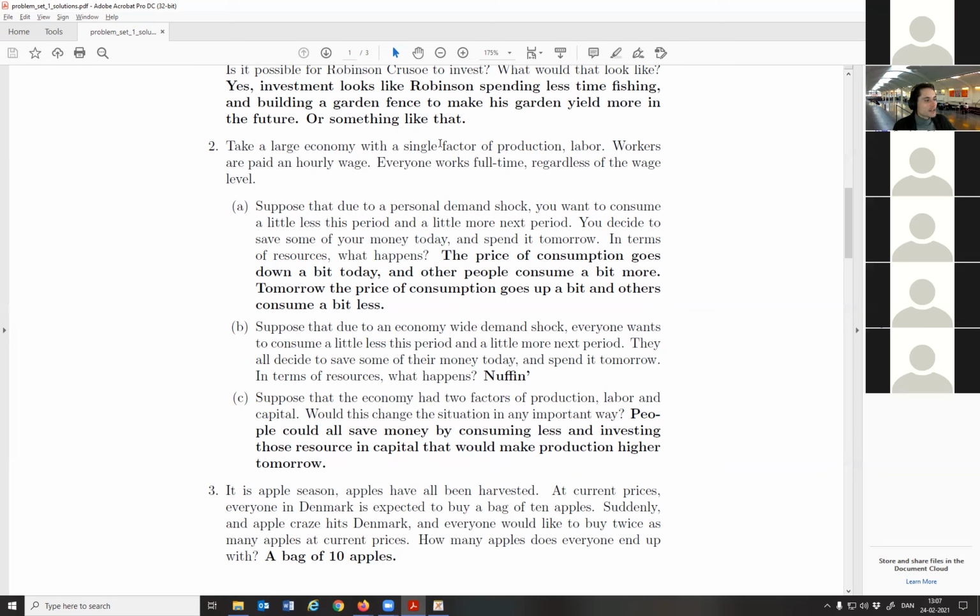Yeah, sorry. I don't know if I asked it in this set of questions, but what is really the difference between capital and labor in this class of models? Could we just call it labor?